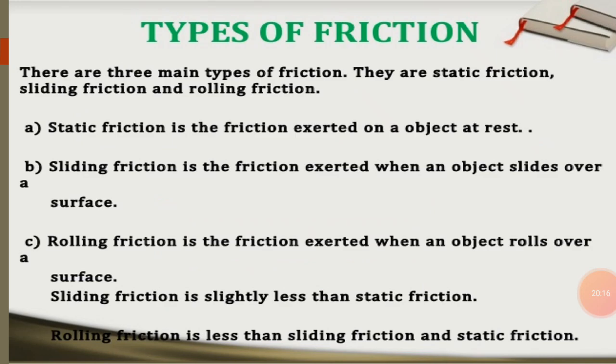Now, types of friction. Now we are going to know about that. What are the different types of friction? Friction is of three types: static friction, sliding friction, and rolling friction. One by one, I'm going to tell you about static friction, sliding friction, and rolling friction. So let's start with the first one, static friction.